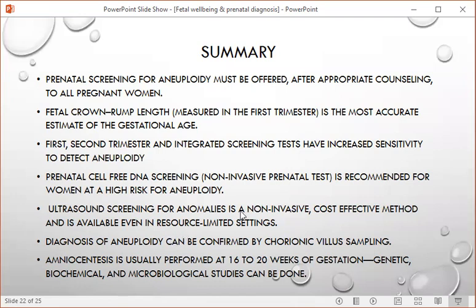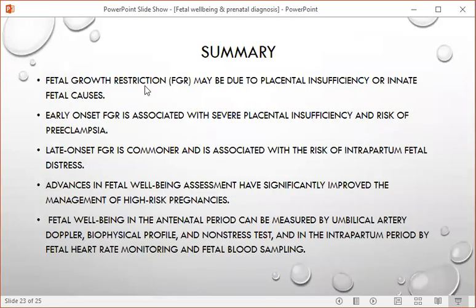And diagnosis of aneuploidy can be confirmed by chorionic villus sampling, which is an invasive test. And amniocentesis is usually performed at 16 to 20 weeks of gestational age for genetic, biochemical and microbiological studies. Fetal growth restriction may be due to placental insufficiency or innate fetal causes. Early onset FGR is associated with severe placental insufficiency and risk for eclampsia. And late onset fetal growth restriction is common and is associated with the risk of intrapartum fetal distress and hypoxic changes. And advances in fetal well-being assessment have significantly improved the management of high-risk pregnancies.